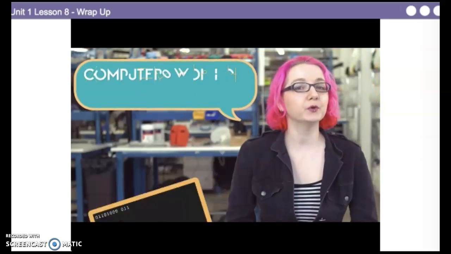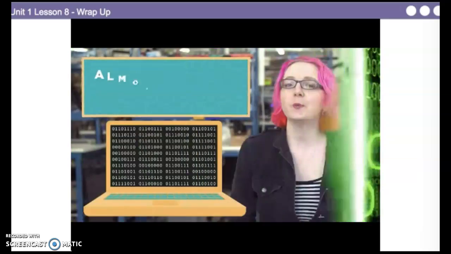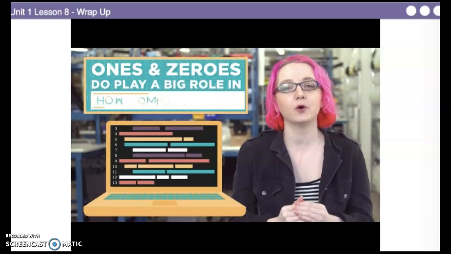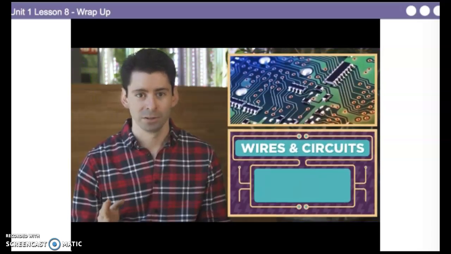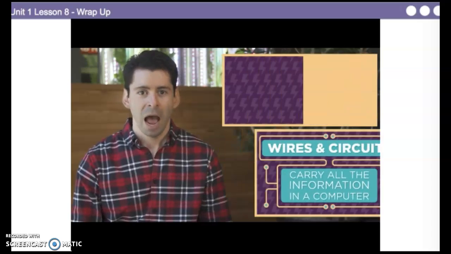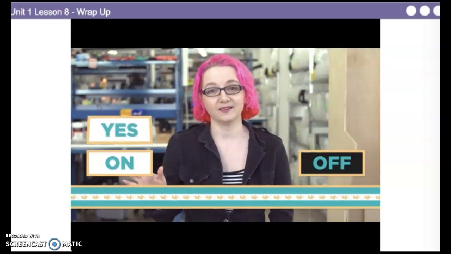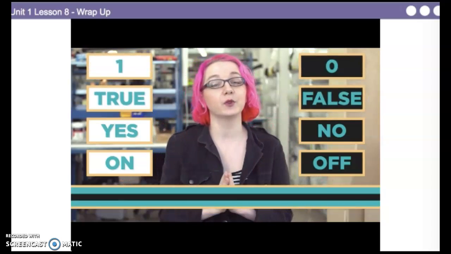You may have heard that computers work on ones and zeros, or you may have seen scary looking visuals like this. But almost nobody today actually deals directly with these ones and zeros. But ones and zeros do play a big role in how computers work on the inside. Inside a computer are electric wires and circuits that carry all the information in a computer. How do you store or represent information using electricity? Well, if you have a single wire with electricity flowing through it, the signal can either be on or off. That's not a lot of choices, but it's a really important start. With one wire, we can represent a yes or a no, true or false, a 1 or a 0, or anything else with only 2 options.